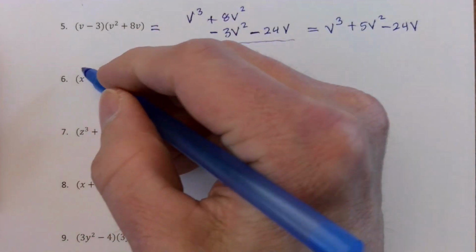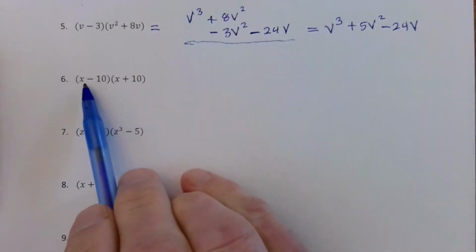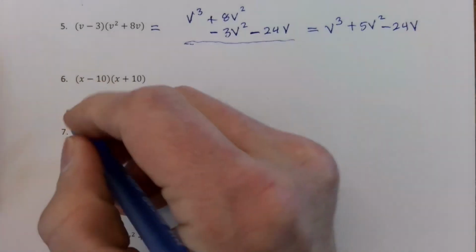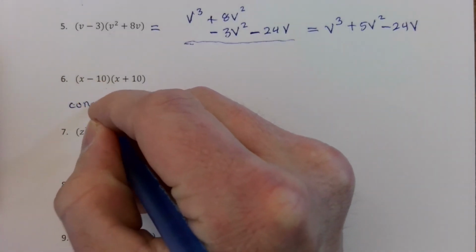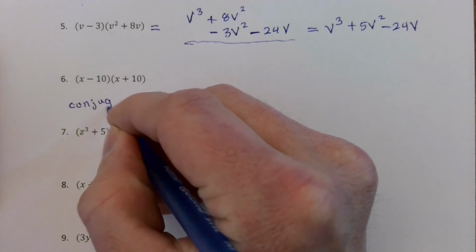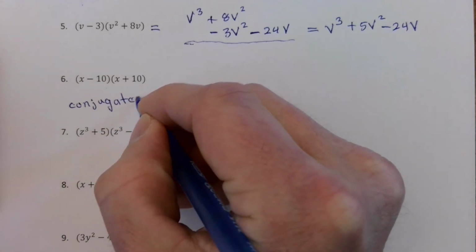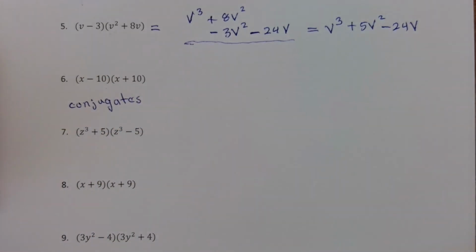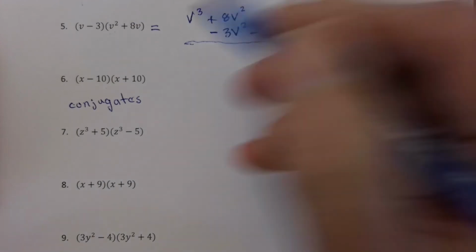Something interesting happens when you have this arrangement. And by the way, these have a name. They are called conjugates. They have a very important role in mathematics. Today you get to see what happens when you multiply conjugates.